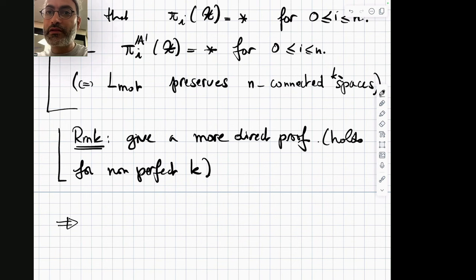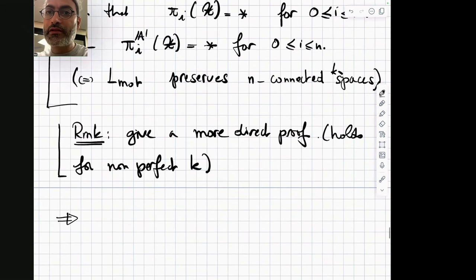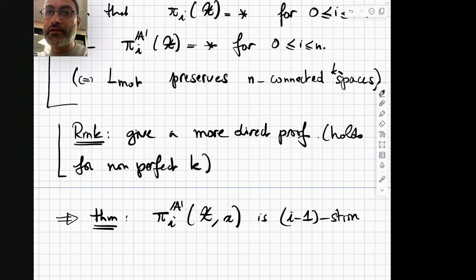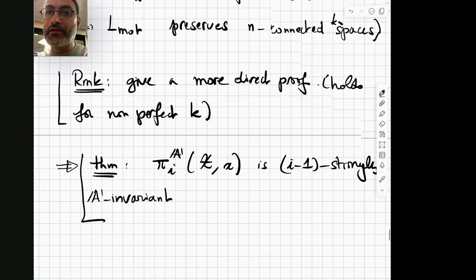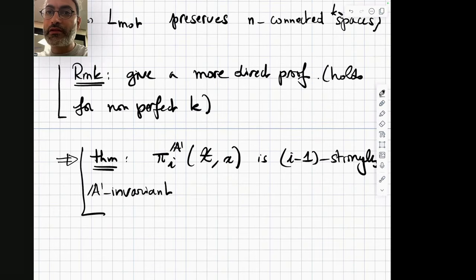Okay, and we will see tomorrow that as a consequence of this we can deduce the following weaker version of one of the theorems I said before. We can show that for any K space, any point in a K space, the pi one A1 is A1-strongly invariant. So we have a weaker version of one of the theorems from before.